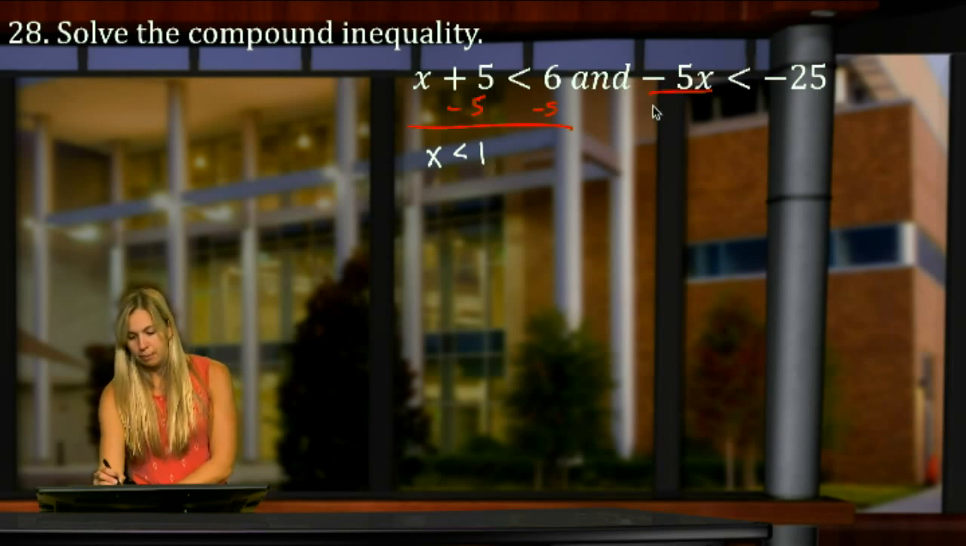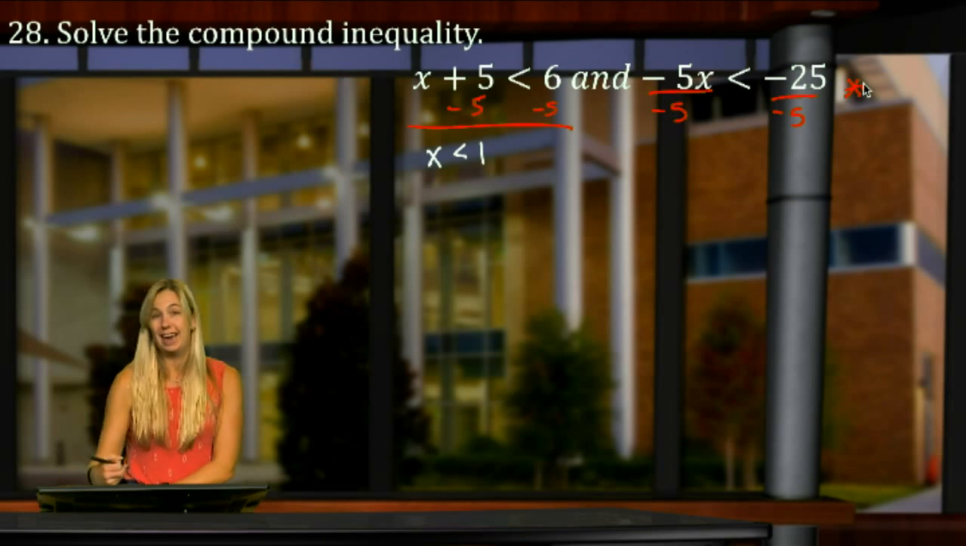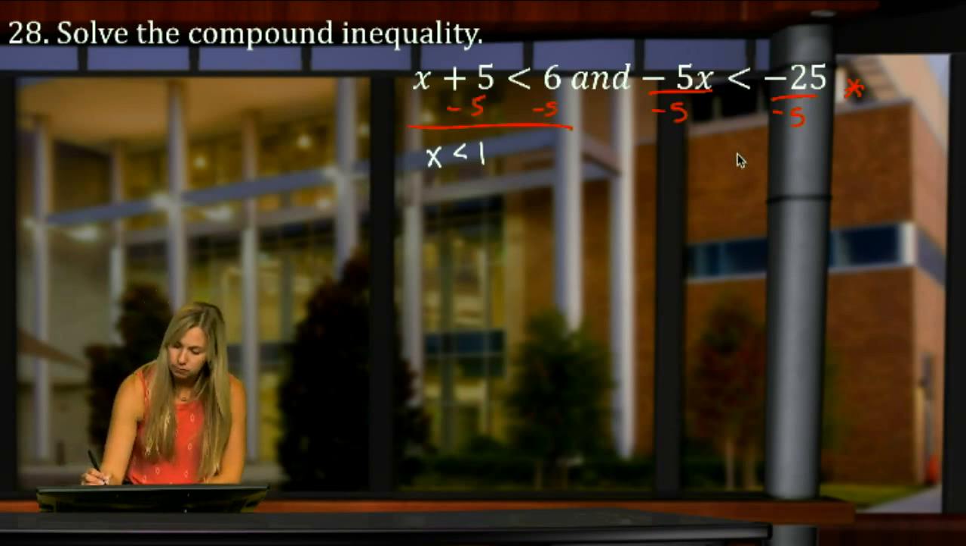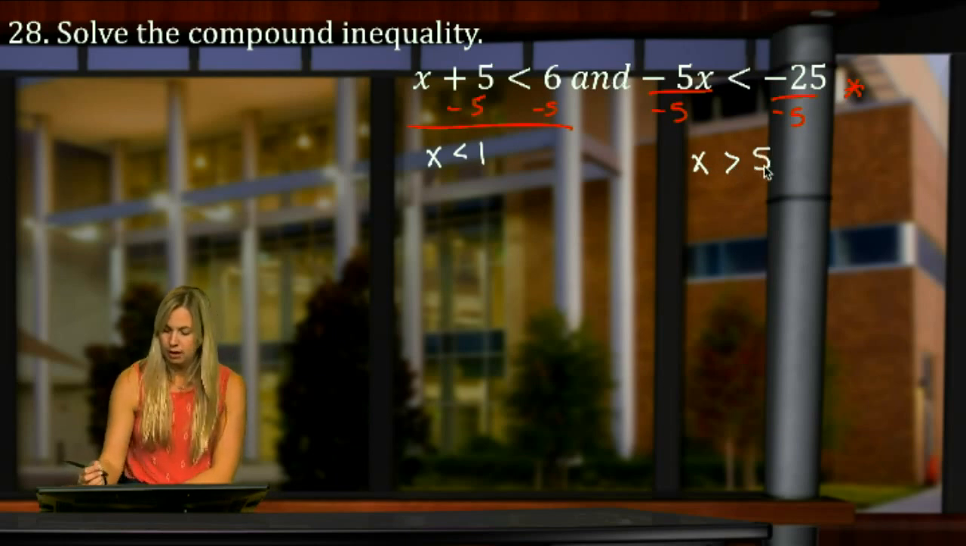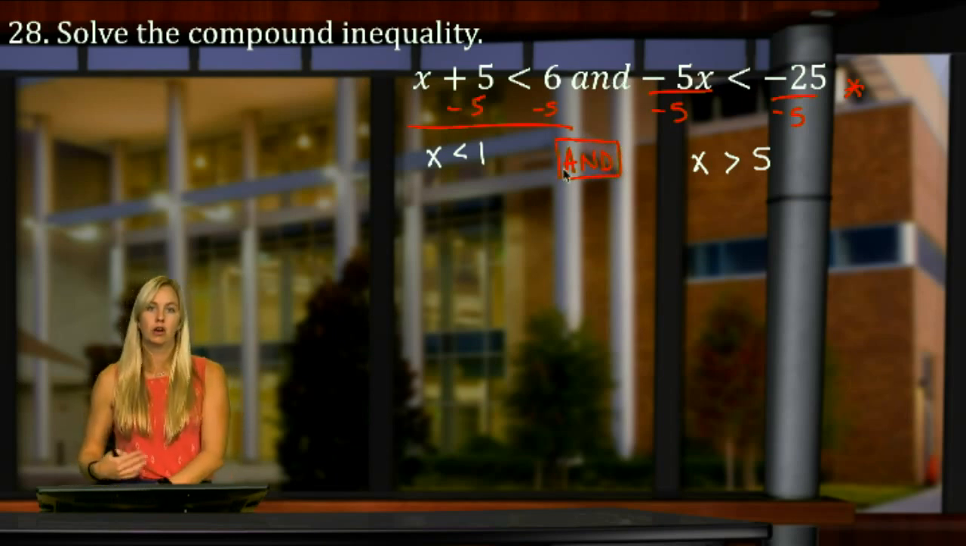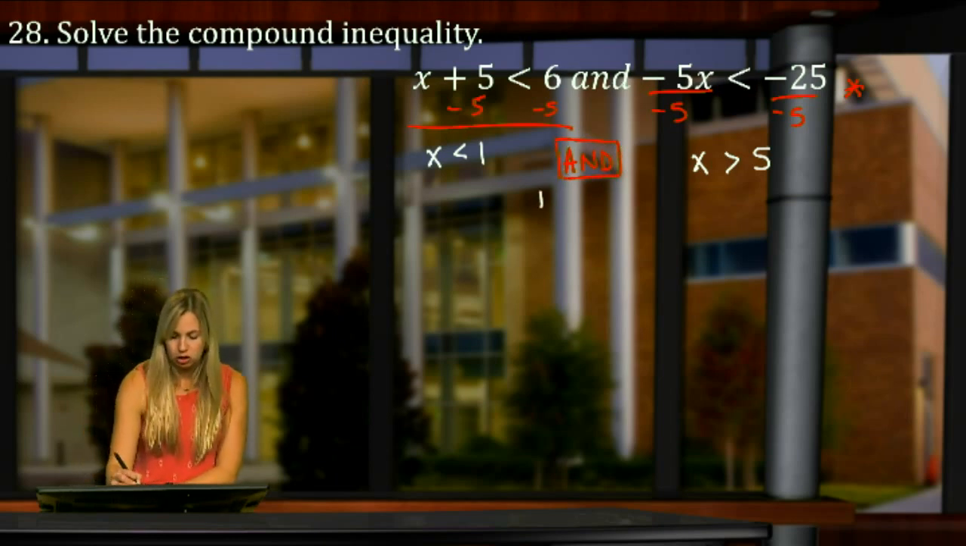Over here, we're going to divide both sides by negative 5. Remember that when we divide by a negative, we need to flip that inequality sign. That's what that little asterisk is for. It's a visual reminder that we need to do something else. So we get x is greater than 5. Now, what's real important here is the word and. What does that mean? They're asking us to find the intersection.